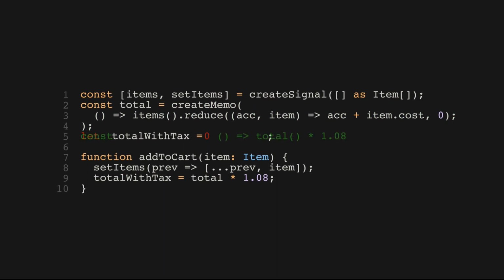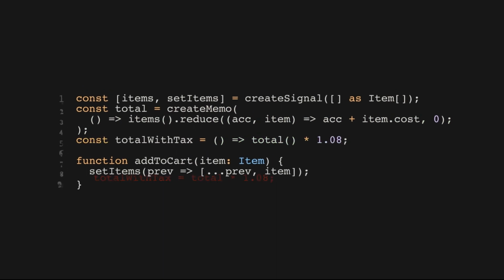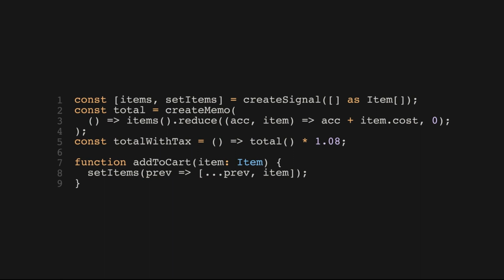And then we just repeat for total with tax. And there we go. Each state is now referencing what it needs on its own to determine its value throughout time. Now the logic is co-located where it's relevant.